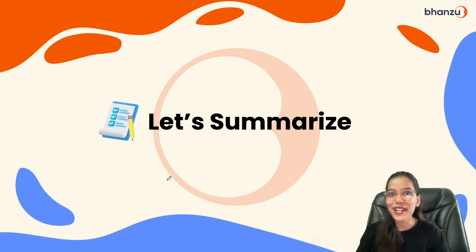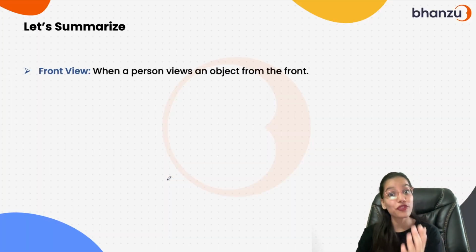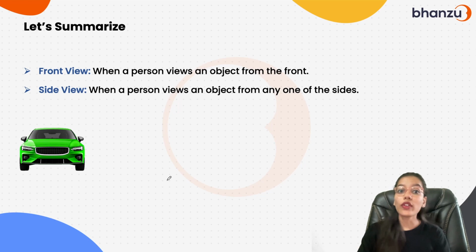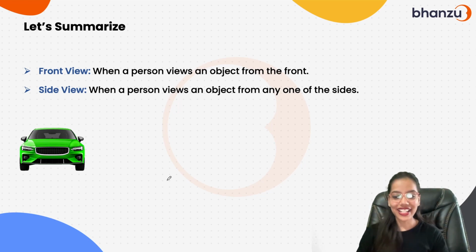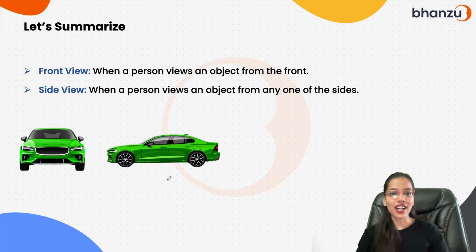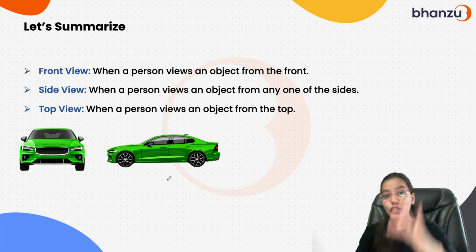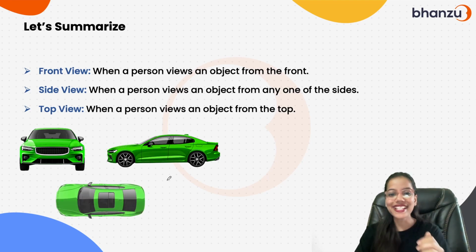Let us quickly summarize all these views. The front view, when a person views an object from the front. This is the car in the front view. And then we have the side view. When a person views an object from any one of the sides, it is called as the side view. And this is the car in side view. And then we have the top view. When a person views an object from the top of it, it is called as a top view. And this is the car in its top view.